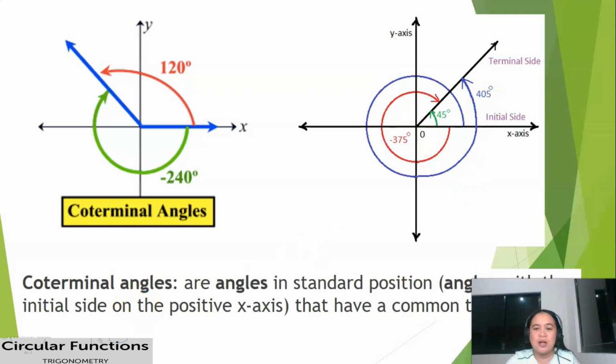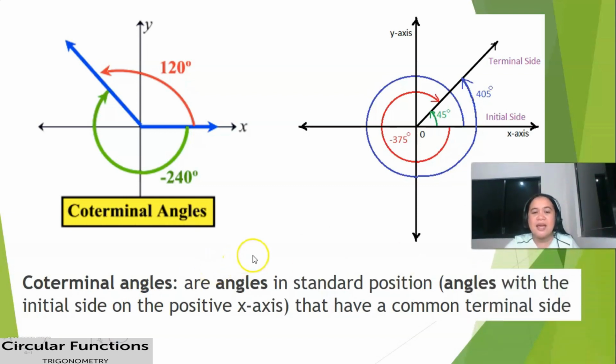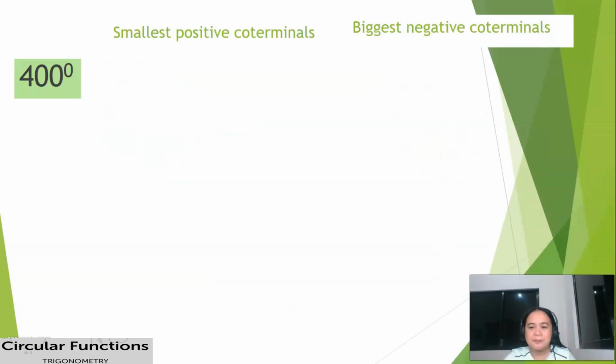Now take note, when you talk about coterminal angles, they're angles in standard position that have a common terminal side. Now question, what if the given is not sketched? How are you going to identify its corresponding coterminal angle? So let's have this one.